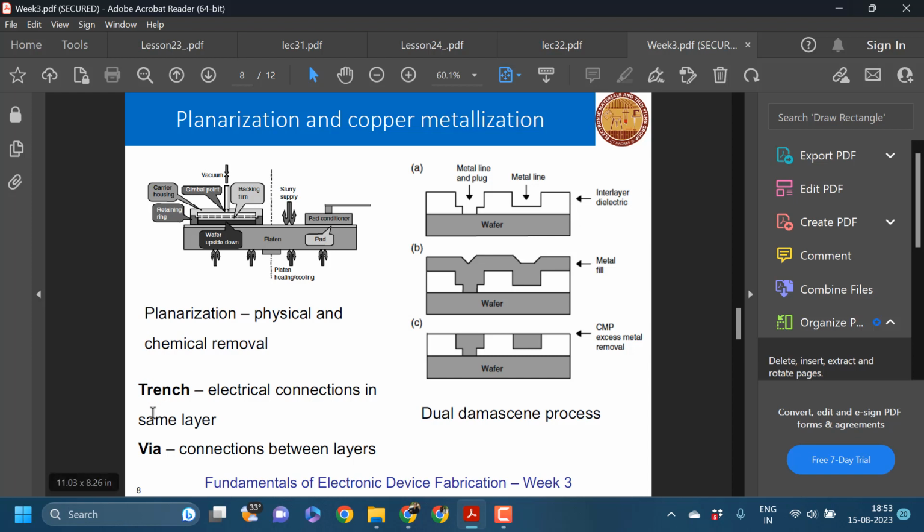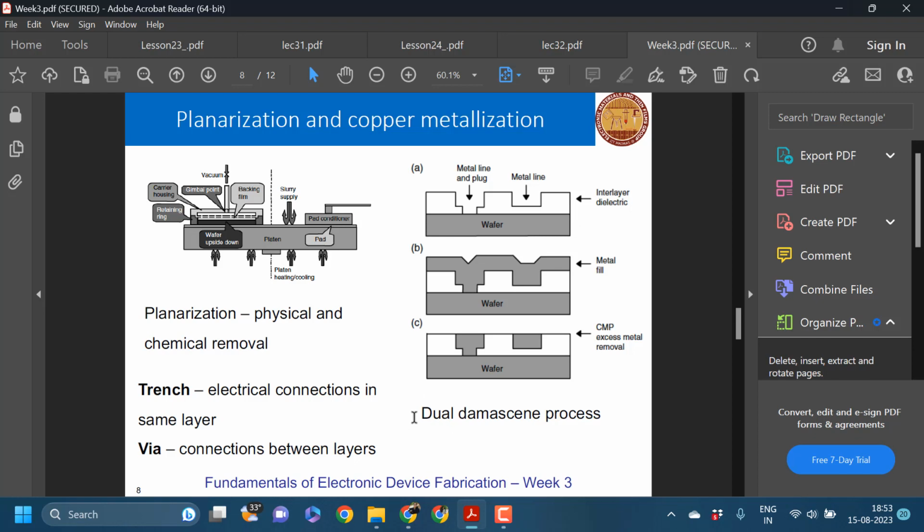So there are two terms that are associated when we are coming to metallization and planarization. So trench is basically electrical connections within the same layer, and via is the electrical connection between different layers. So is that clear?